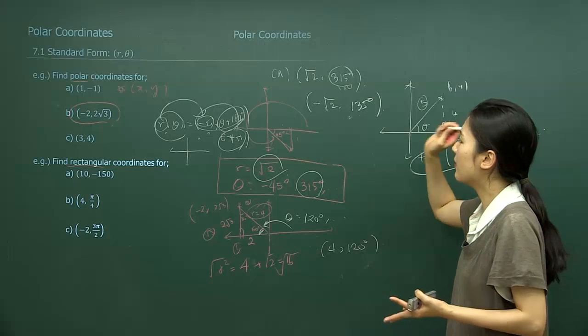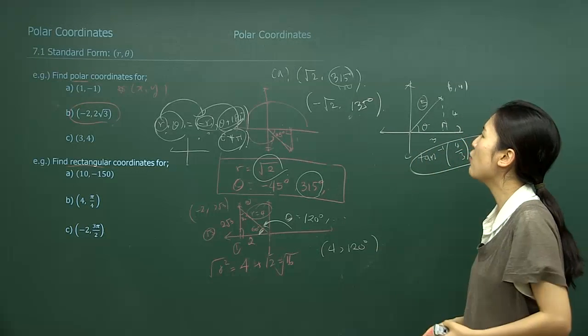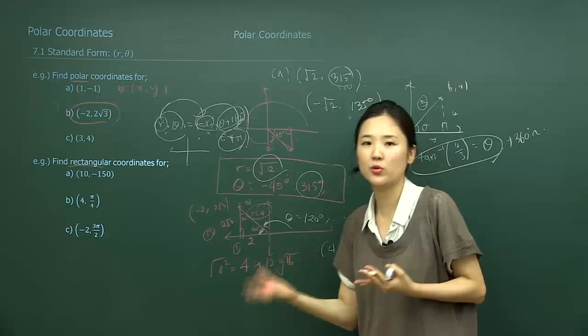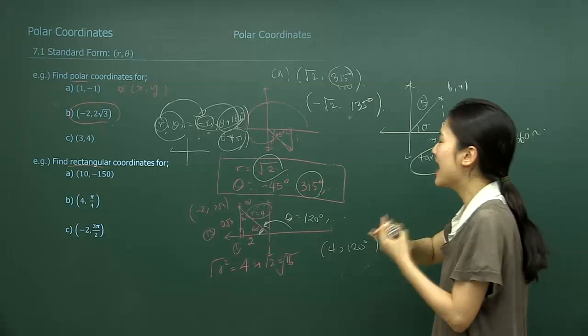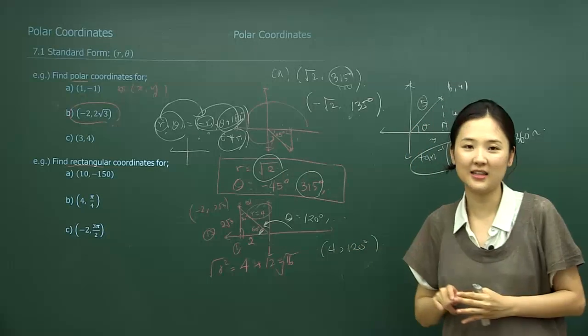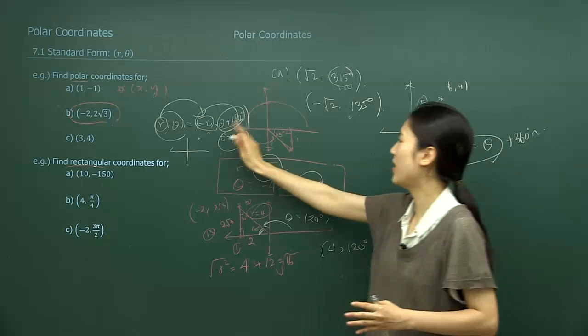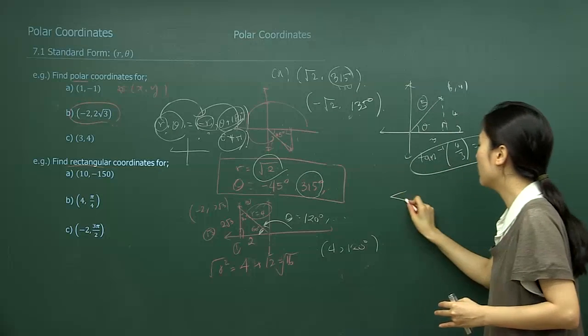So again, there are infinitely many ways of showing the polar coordinate. It's not just changing the angle part. You may change r into negative r as well. That's actually quite important. Let me just rewrite it. Okay, so one more time.